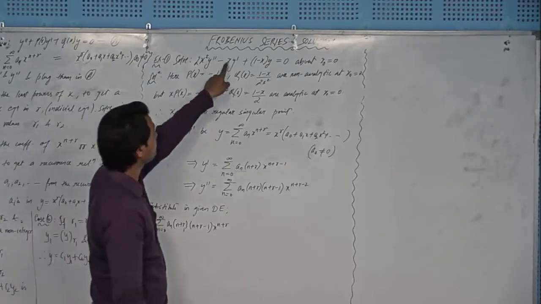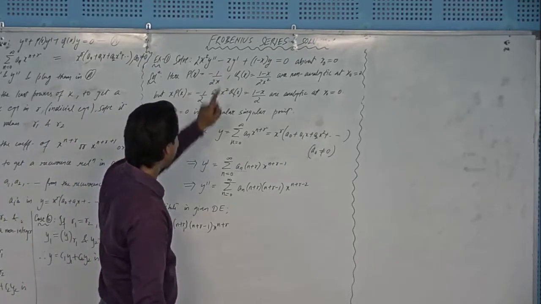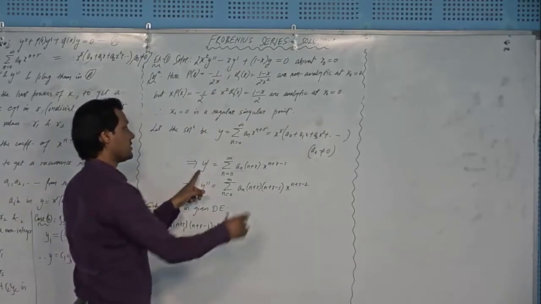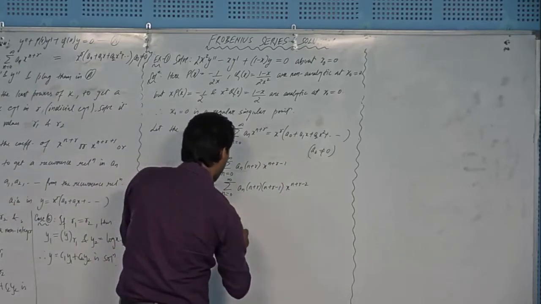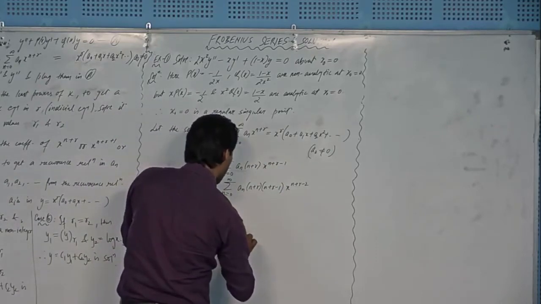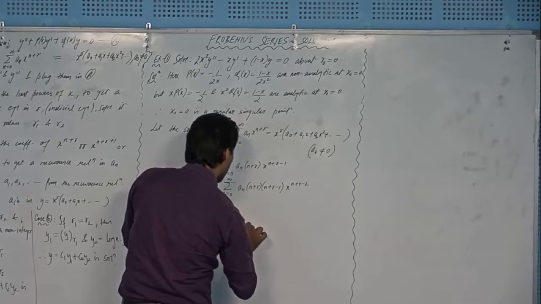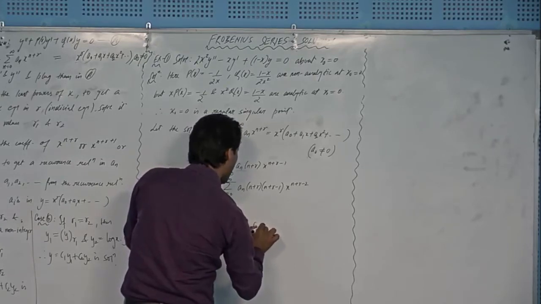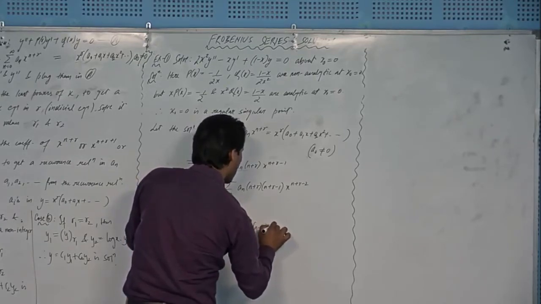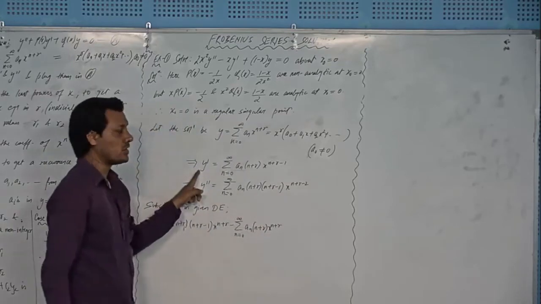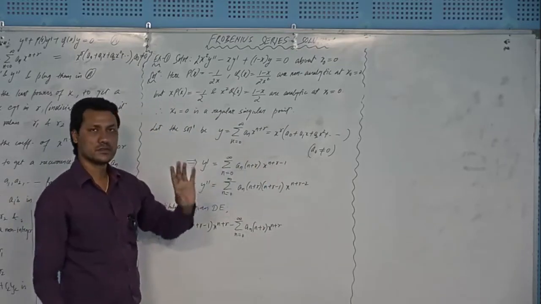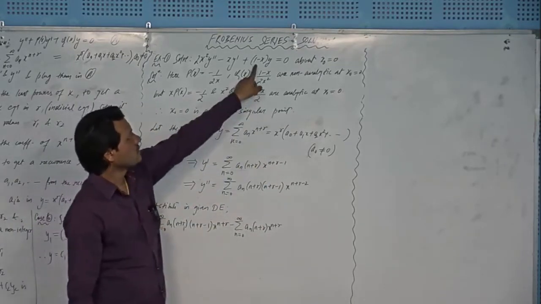Now see the second term. Minus x times y dash, and just multiply this with x, and it will become n plus r again. Minus summation n equal to 0 to infinity a n, n plus r, x to the power n plus r. On multiplying it with x, this minus 1 is cancelled.